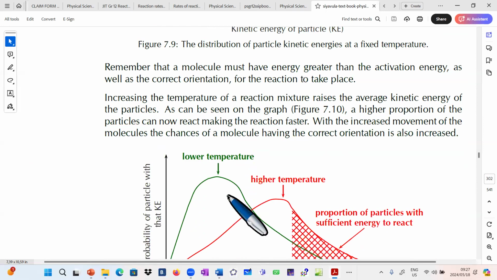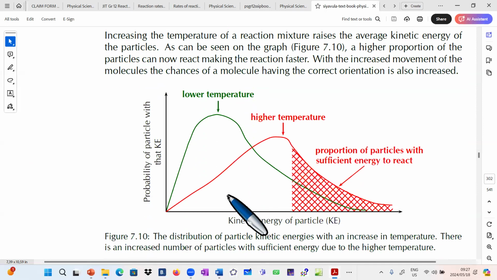Let us look at what happens next. What happens when we increase the temperature of a reaction mixture? Increasing the temperature of a reaction mixture raises the average kinetic energy of the particles.